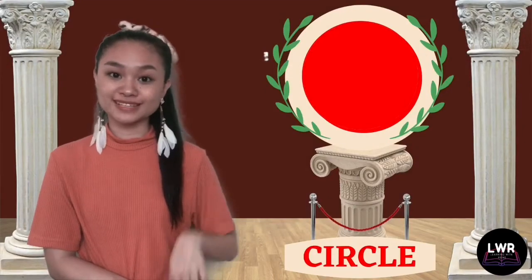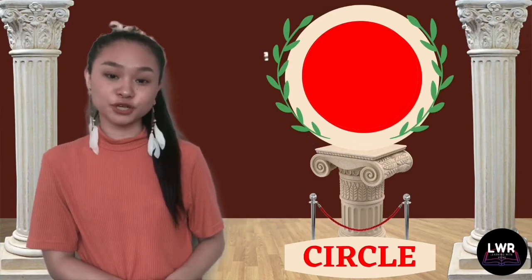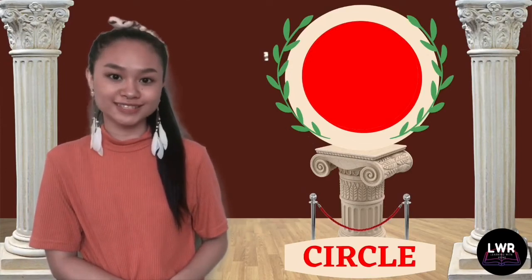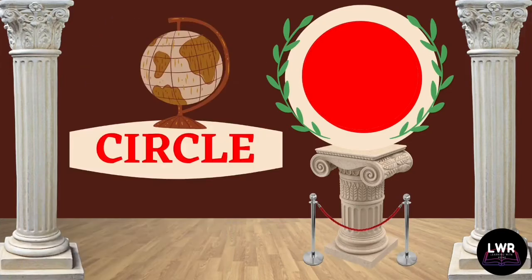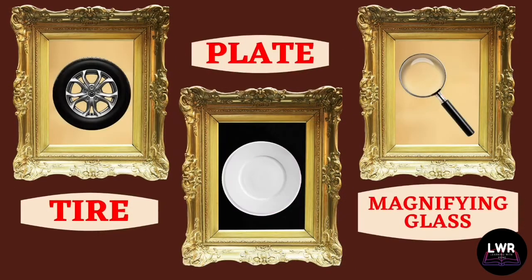The first shape is a circle. It is defined as a two-dimensional, round-shaped figure having no corners or edges. In geometry, a circle is the locus of all points that are equidistant from a central point. Here are the following examples of a circle. The moon, donut, and a clock are all circular in shape. The tire, plate, and magnifying glass are also objects that are examples of a circle.